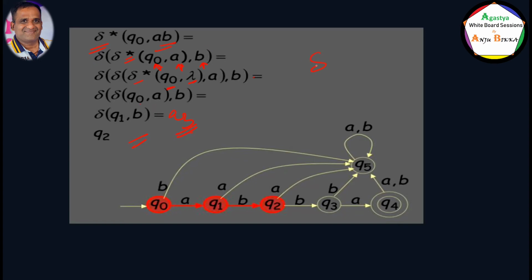So simply wherever delta is there, you can replace it with delta star, but the reverse is not true. Delta star means if it is a string, then you have to use delta star. If it is one input, you have to use delta.